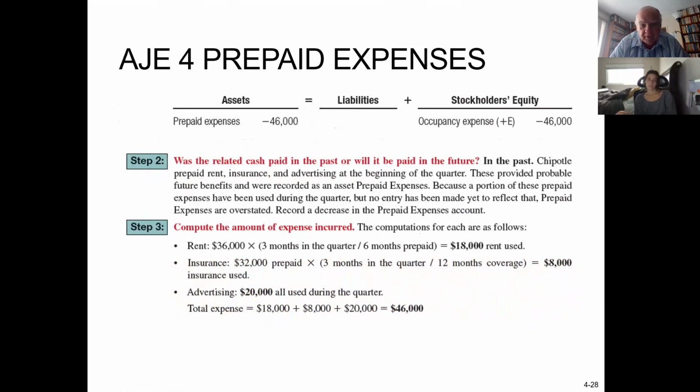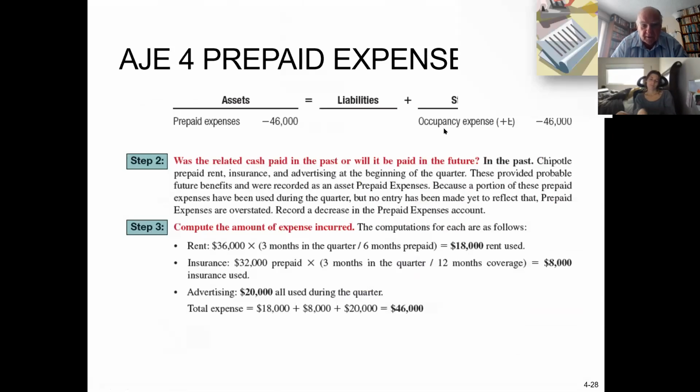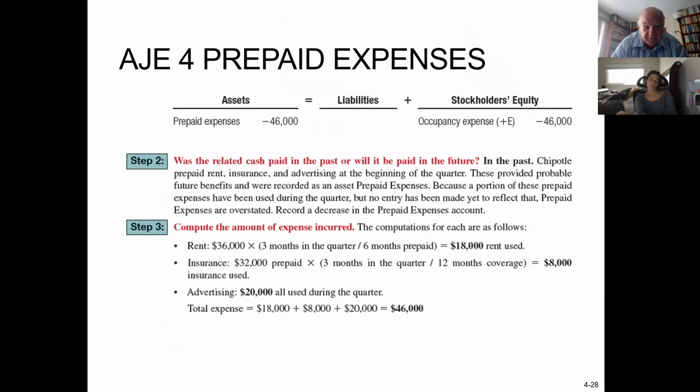And here they're just showing you a little different presentation. When we reduce that asset by 46,000, of course, we debit an expense. And if I may say, of course, one more time, it has the effect of reducing our stockholders' equity. And here they're making us do a little calculation, compute the amount of expense incurred. And here's where they got the 46 that I could not do in my head.